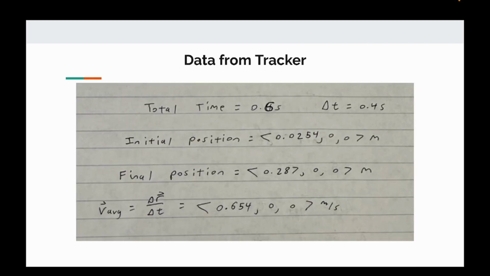Some data from the tracker. I got the total time to be 0.6 seconds and the delta t to be 0.4 seconds since it technically started in the first frame at 0.2 seconds. I got the initial position and the final position from the data in the graph, and I was able to find the average velocity vector by taking the change in position over the change in time, which can be seen right here.